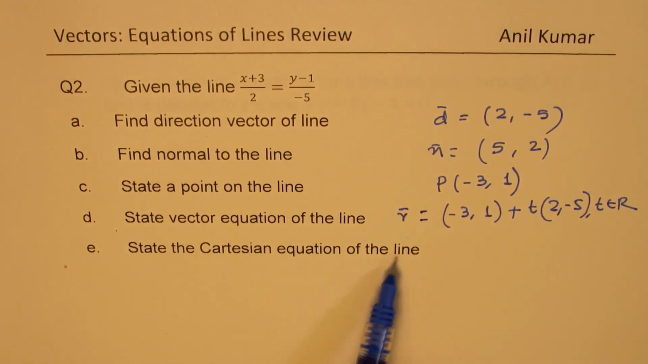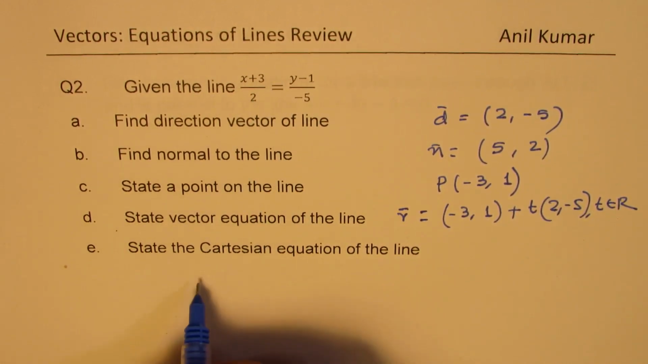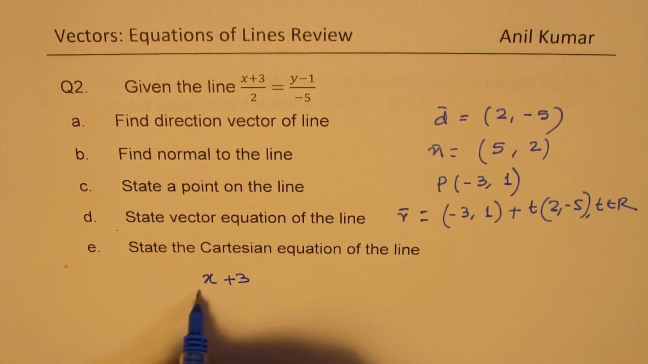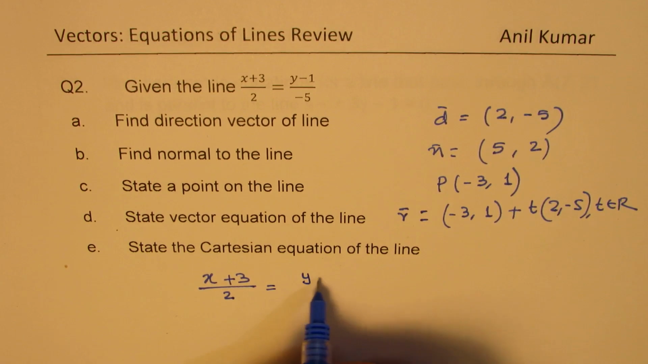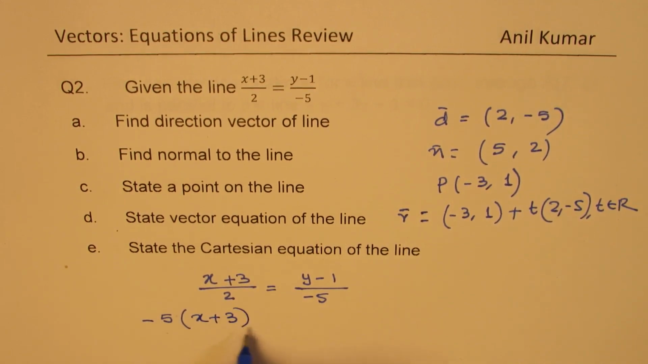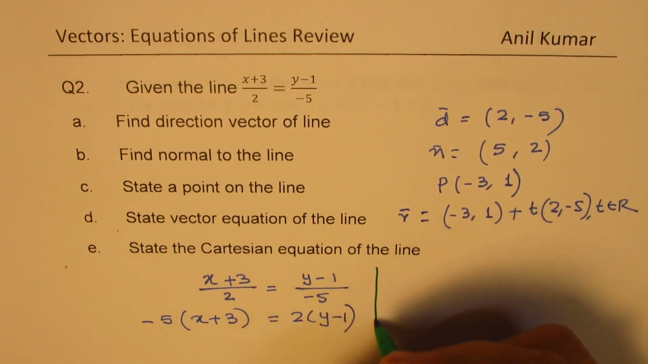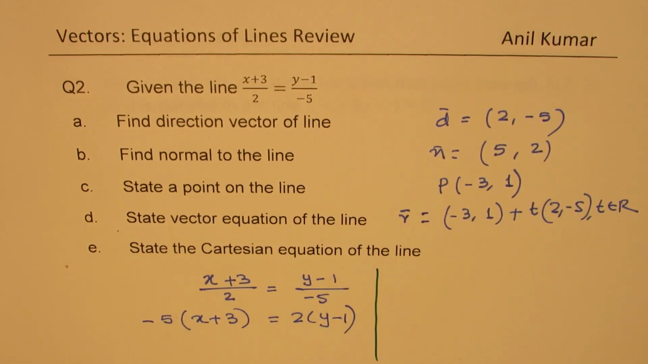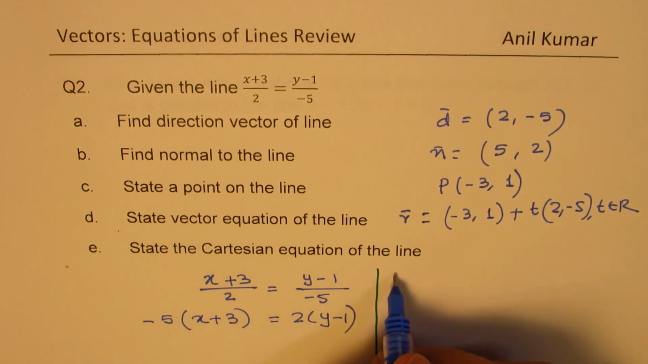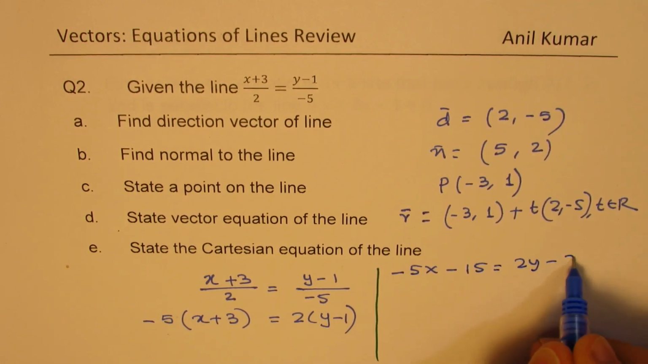State the Cartesian equation of the line. Now for the Cartesian equation, the best method is something like this. We'll rewrite this symmetric equation, (x plus 3)/2 equals (y minus 1)/(minus 5). We'll cross multiply, right? So we get minus 5 times (x plus 3) equals 2 times (y minus 1). Now we can bring all the terms to one side, keeping the coefficient of x as positive. So let's first open the brackets. We get minus 5x minus 15 equals 2y minus 2.